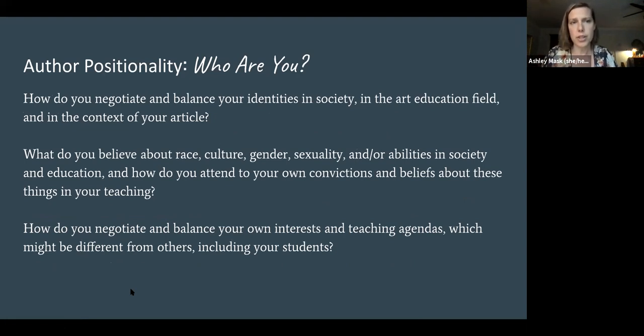So other questions to consider around author positionality. How do you negotiate and balance your identities in society, in the art education field, and in the context of your article? What do you believe about race, culture, gender, sexuality, and/or abilities in society and in education? And how do you attend to your own convictions and beliefs about these things in your teaching? And how do you negotiate and balance your own interests and teaching agendas that might be different from others, including the students that you teach?